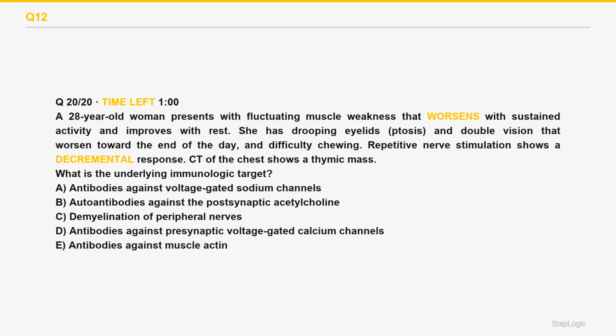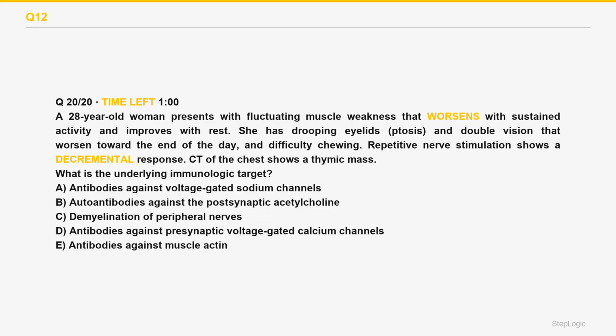What is the underlying immunologic target? A 28-year-old woman presents with fluctuating muscle weakness that worsens with sustained activity and improves with rest. She has drooping eyelids, ptosis, and double vision that worsen toward the end of the day, and difficulty chewing. Repetitive nerve stimulation shows a decremental response. CT of the chest shows a thymic mass.